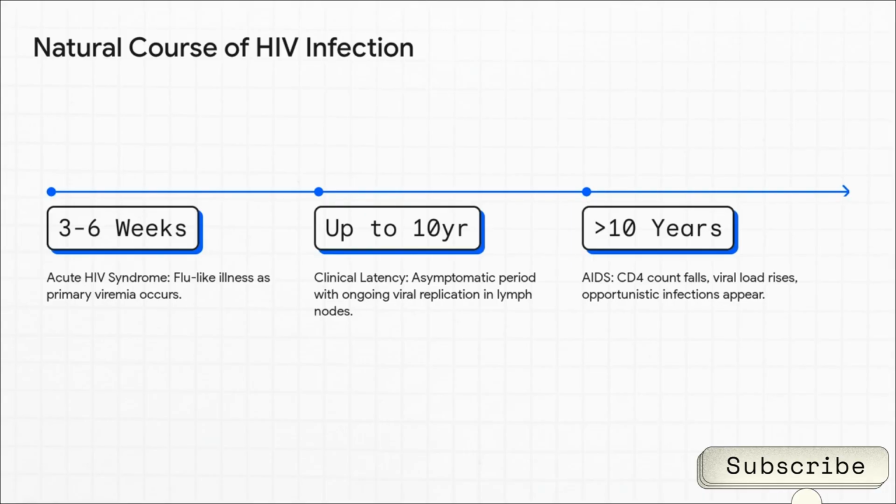The person feels totally fine. They're asymptomatic. But this is so deceptive, because during all those years, the virus is not dormant. It's hiding out in the lymph nodes, constantly replicating, and slowly, silently chipping away at the immune system. Until one day, the system collapses.